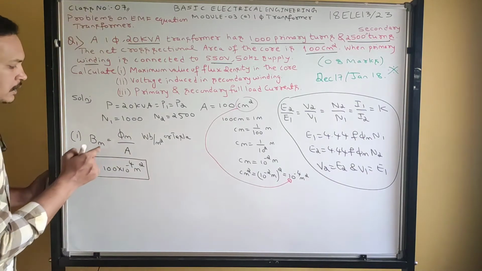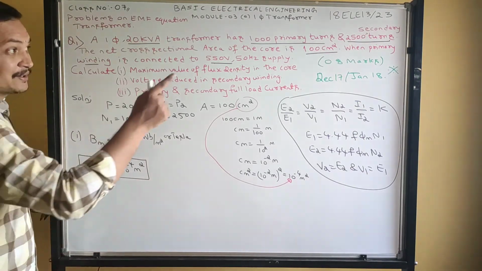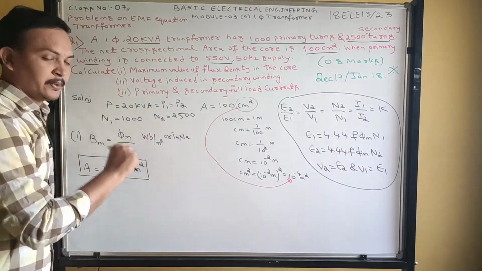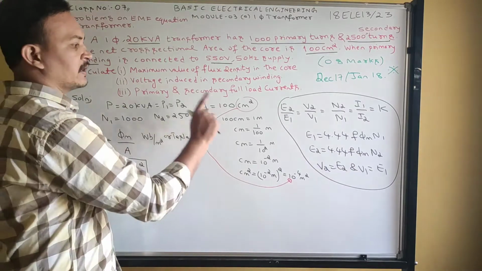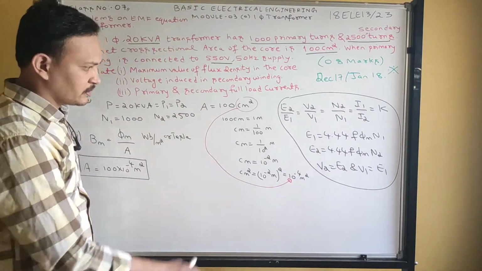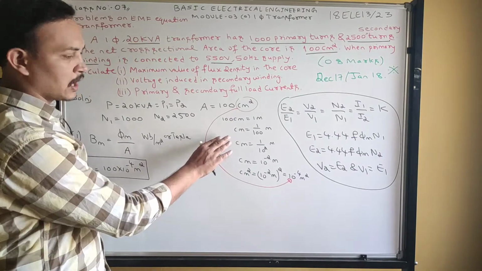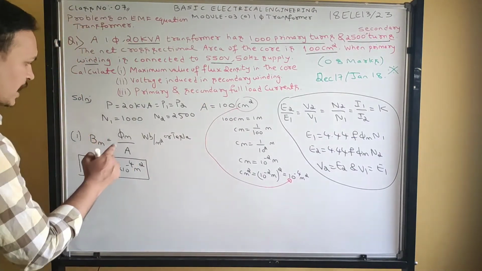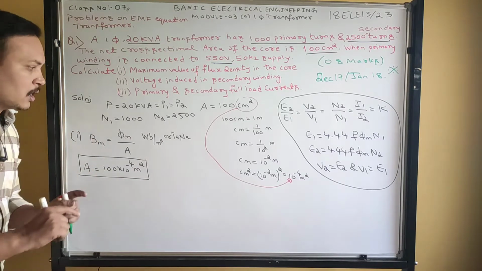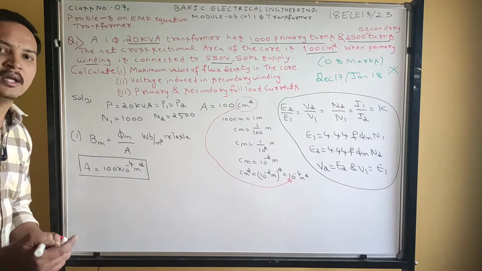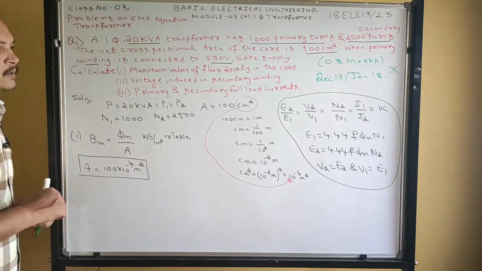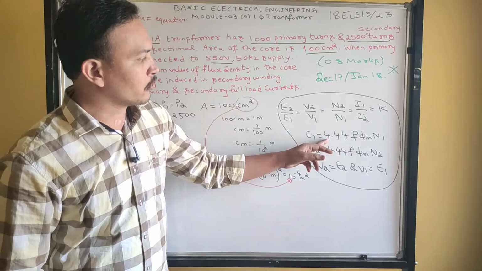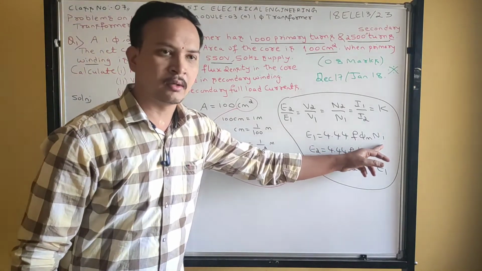You should take it in this equation. Don't take centimeter square, because the unit of flux density is Weber per meter square. You have to convert the given data into meter square. This is what I explained: how to convert centimeter square to meter square. Next, I want to calculate maximum flux. How can I calculate maximum flux? By the EMF equation only.